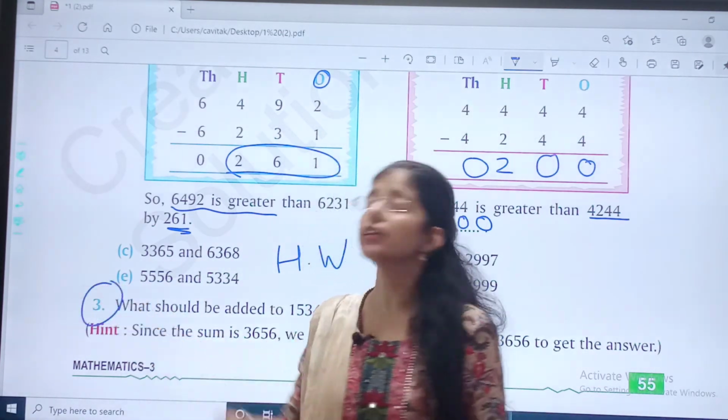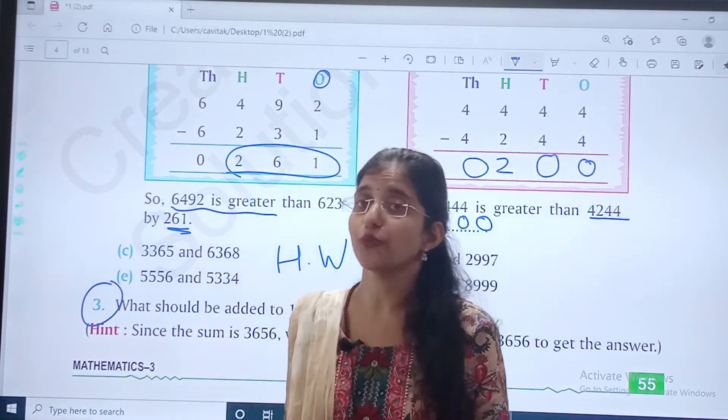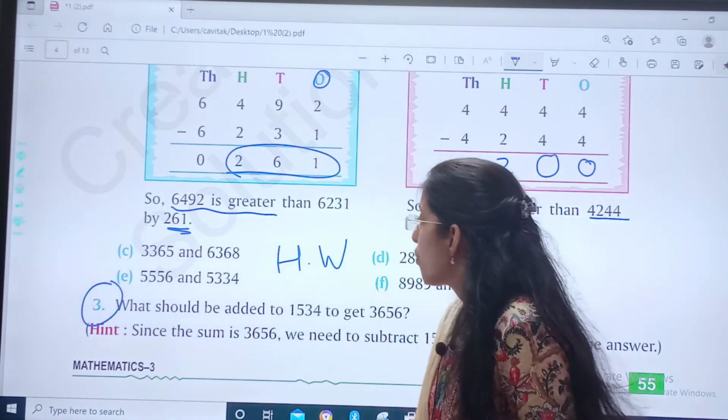Now, understand the third one, which is very interesting and very tricky also. As it is tricky, one hint is also.